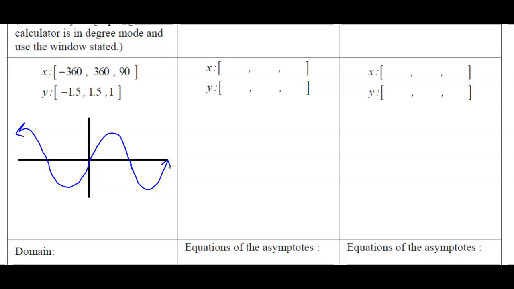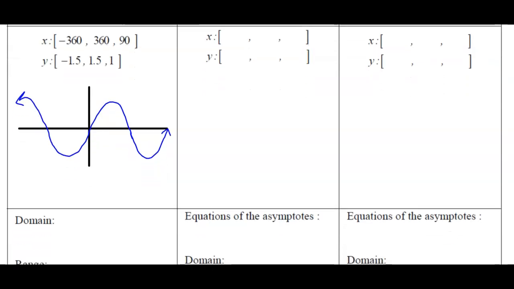Okay, so just do your best. Try to get at least one cycle in there. So this graph will go on forever. So domain, remember those squiggly brackets. We're going to use x and y. So x and y axis. So this will be x is an element of the set of reals.